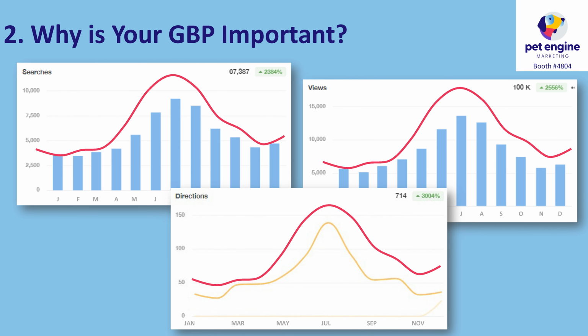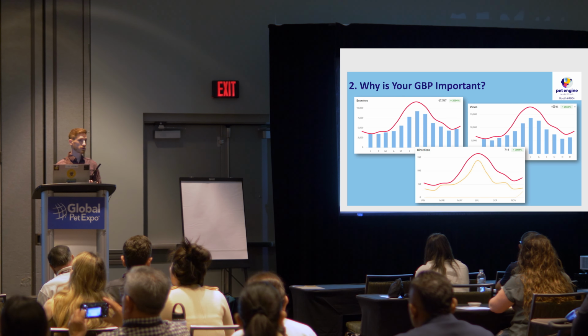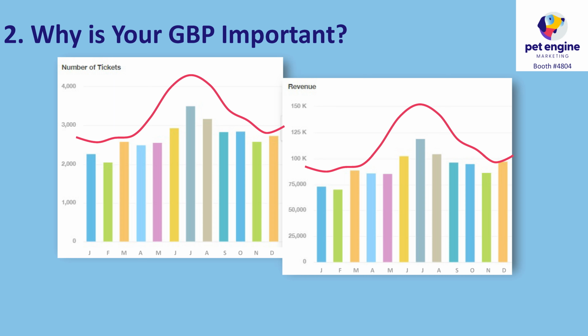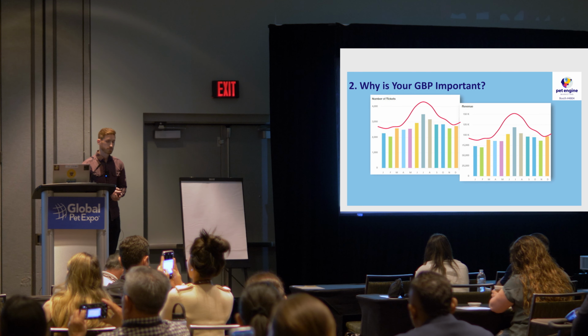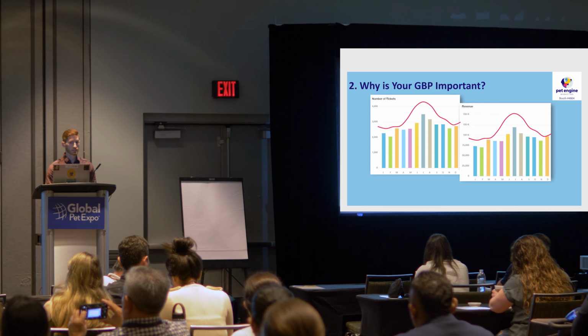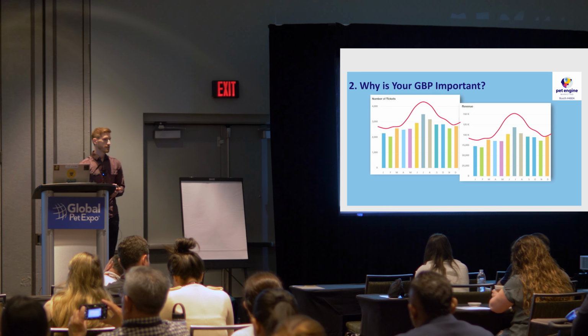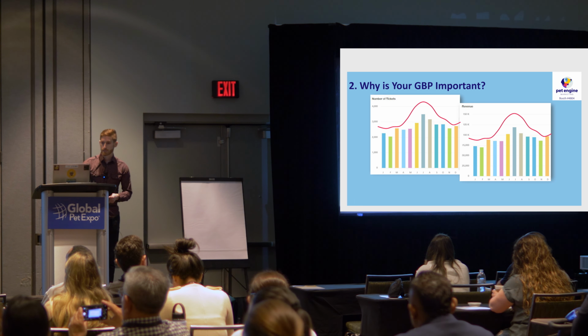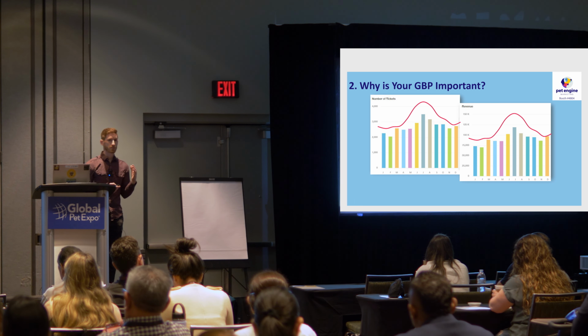This is some real client data that we have from last year. So some of the key metrics that we track are things like this: searches, views, directions, things like that. Super important for a local business. These are these trend lines, essentially. And then also some real client data from last year. So this is taken from the point of sale system. Number of tickets, these are your individual transactions. And then revenue, right? Everyone knows what revenue is. These are in-store sales, so nothing online, no e-commerce or anything like that.